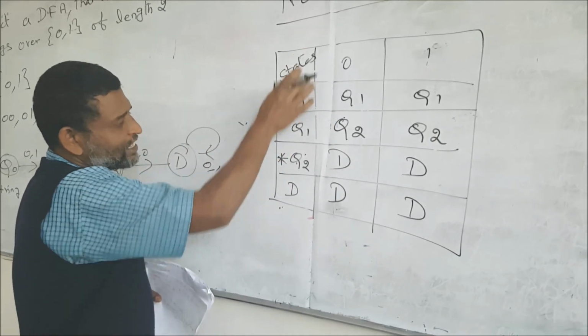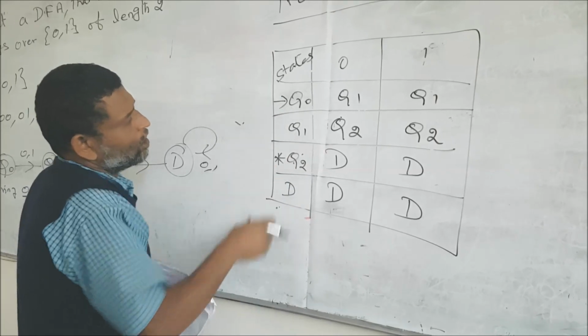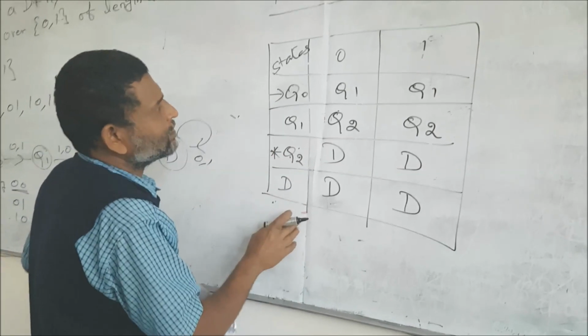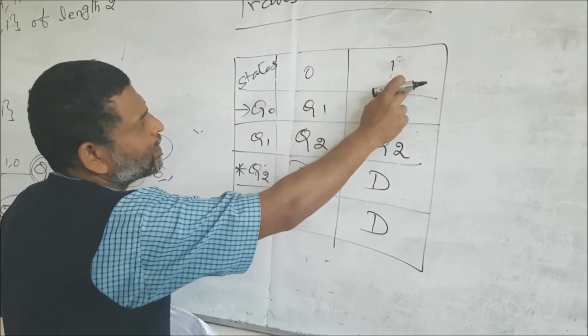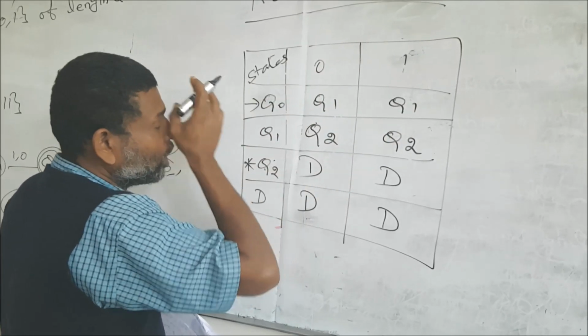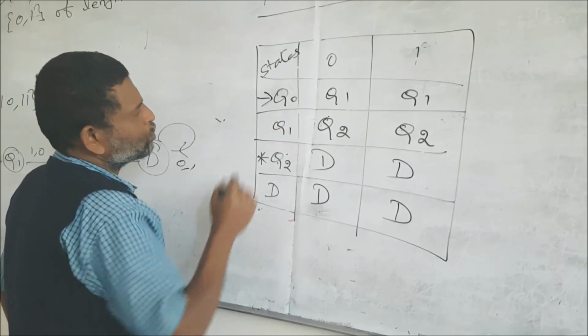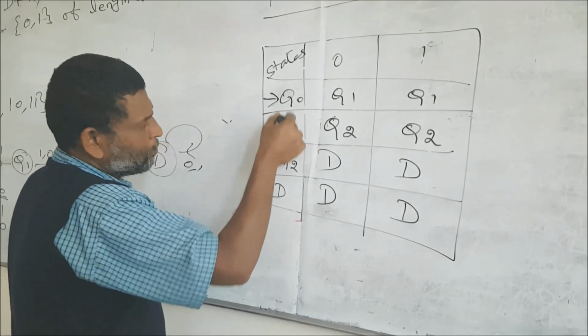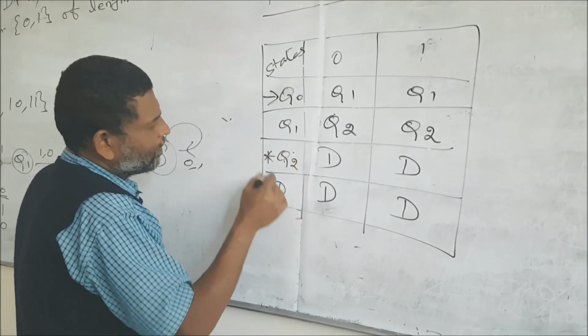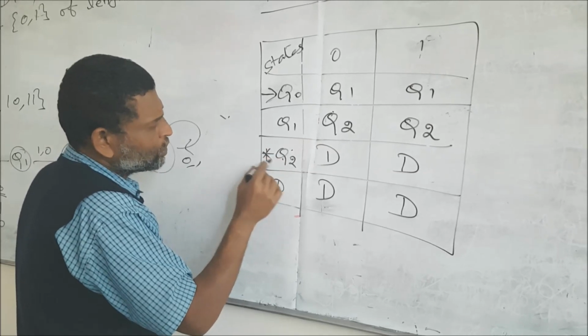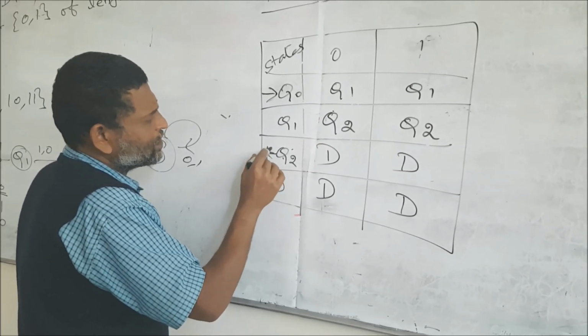The states you should write column-wise. Here 0 and 1 are the two alphabet symbols. Q0 is the initial state, that's why you should mark it with an arrow, and write down the remaining states. Q2 is the final state, and you can mark it with a star.